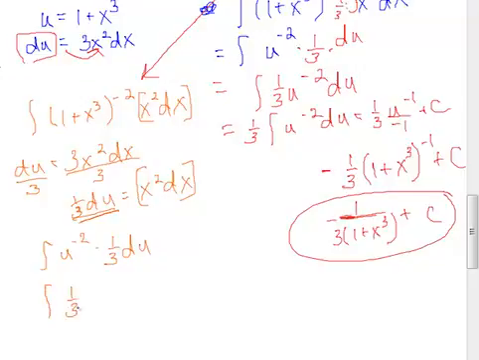Okay, and then now you can go about solving this in that typical way. This 1/3 is a scalar, it's a scalar multiple, so you can go ahead and just pull that out. And then now you're in the same spot as I was up here. Okay, so that is number 19.